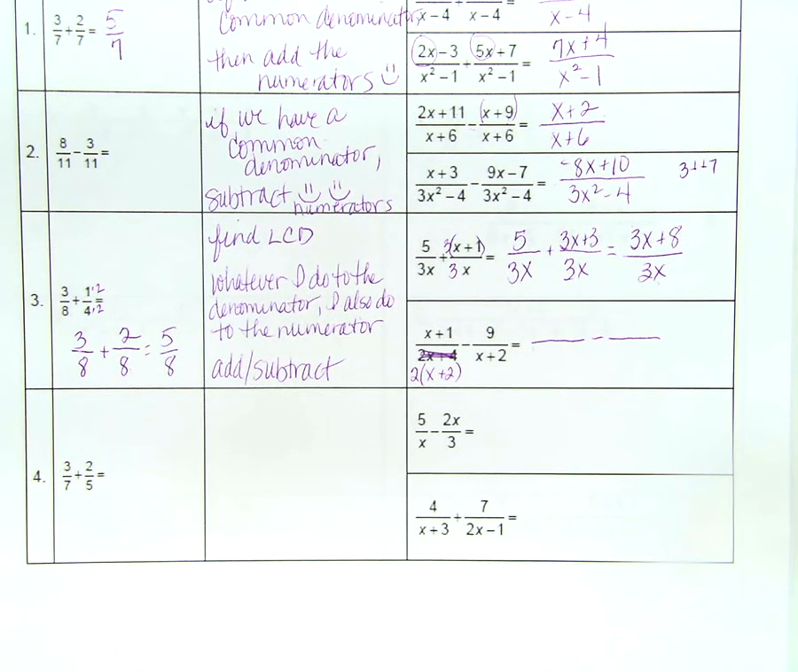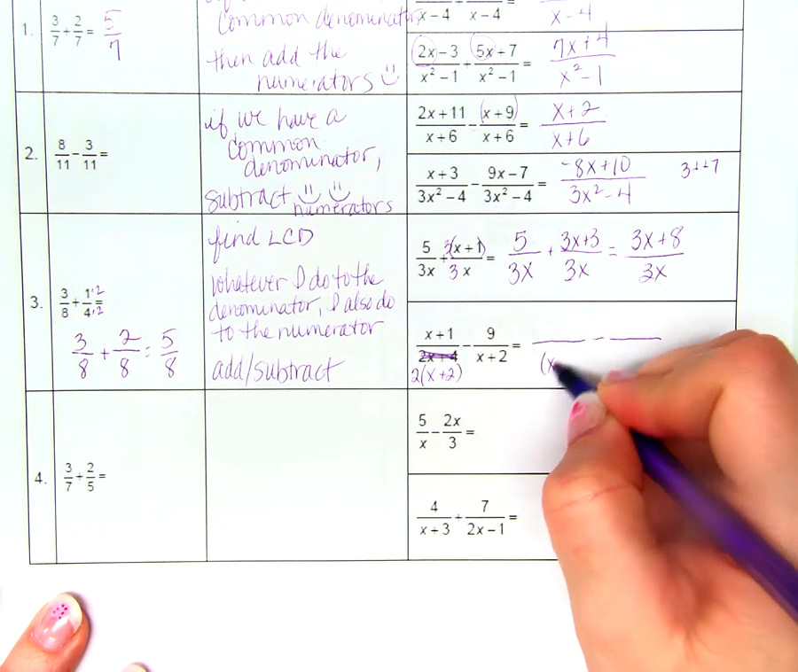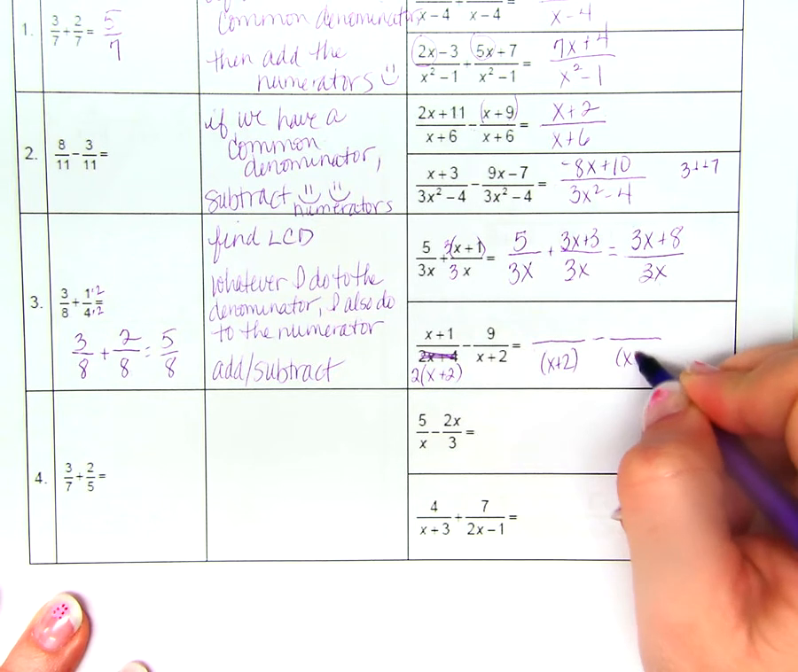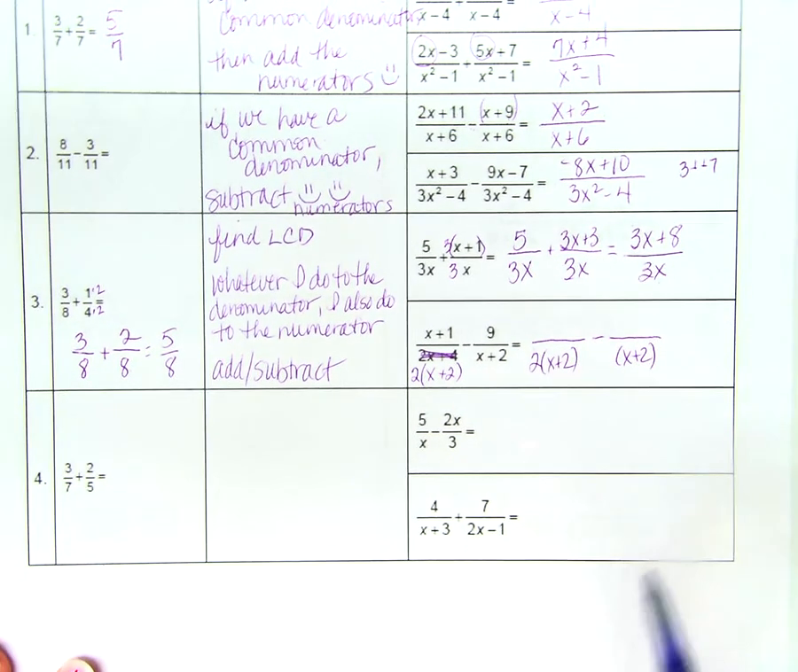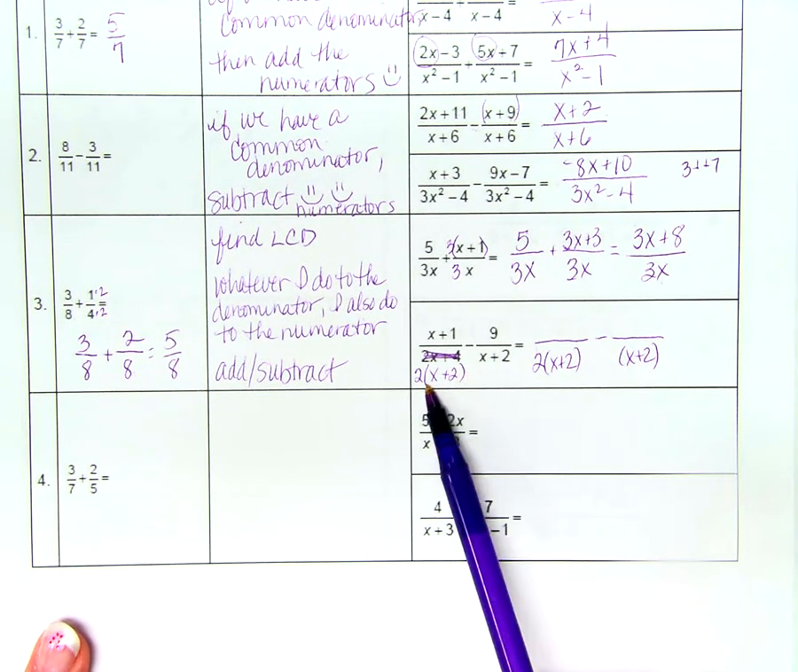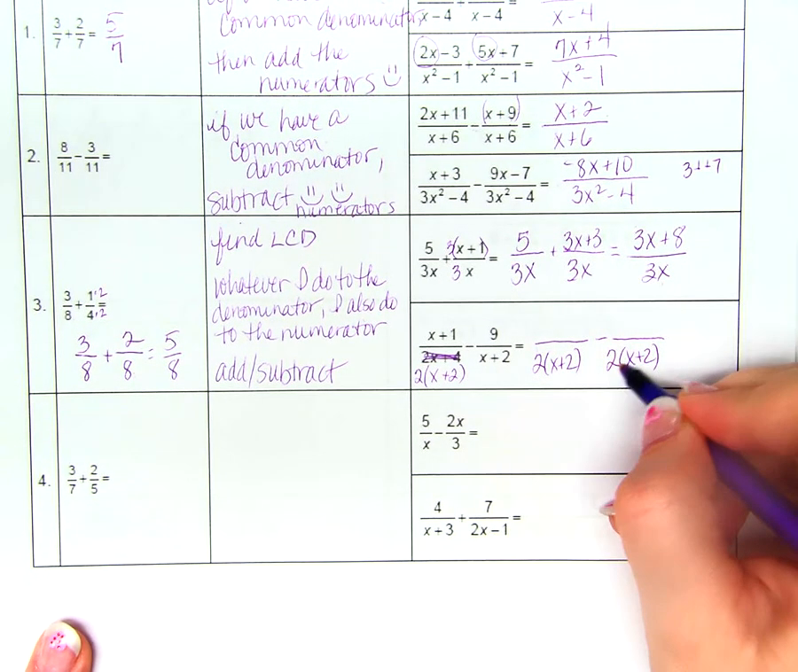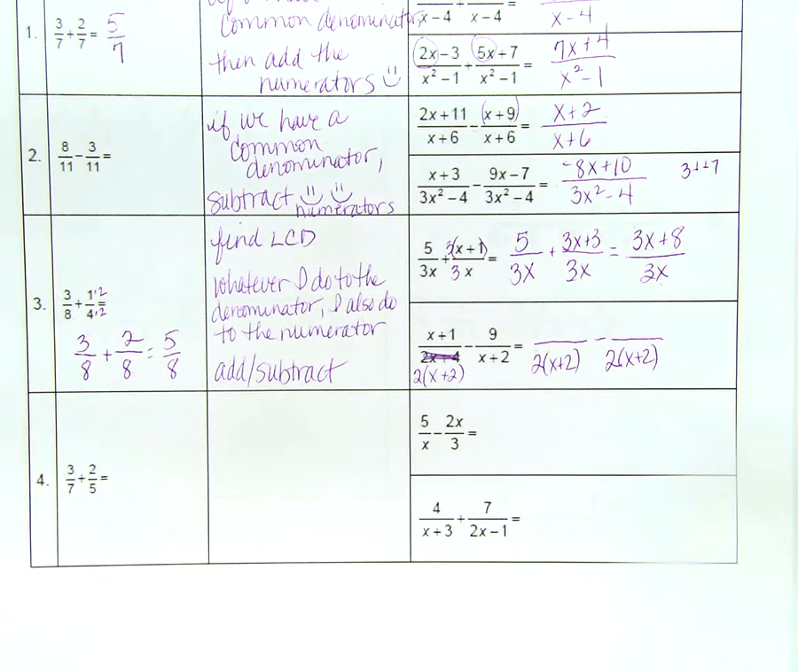Do these denominators share a factor? Or something they have in common already? An x plus 2. Is there something that one of them has that the other one doesn't? A 2? Is there something that the other one has that the first one doesn't? No? So guess what our common denominator is? Very good. 2 times x plus 2.